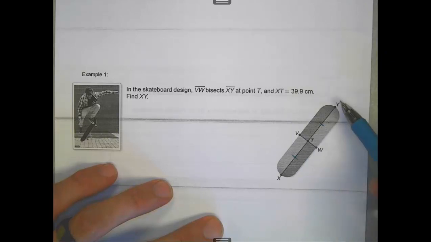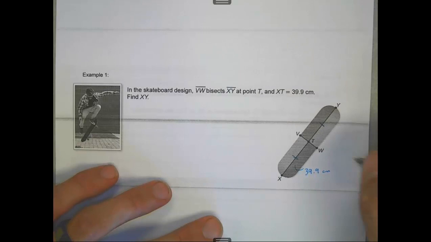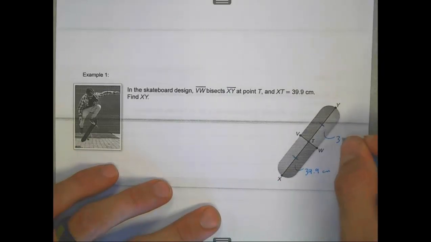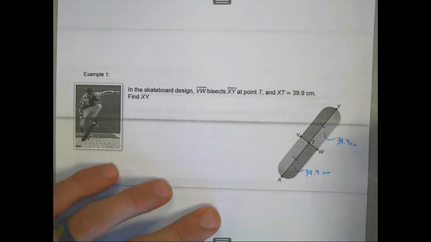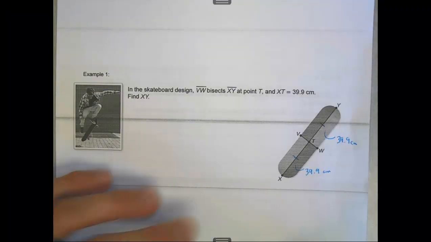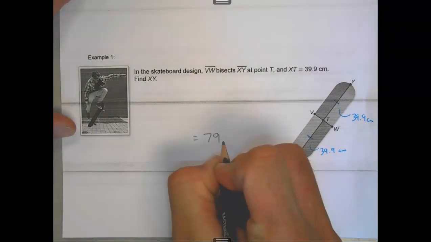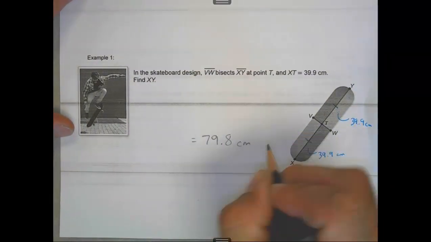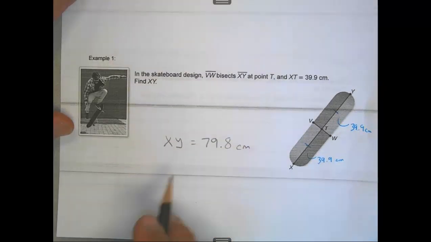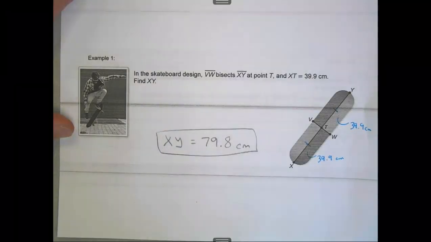All right, and then it says that XT, this length right here, is 39.9 centimeters. And it wants us to find XY, the entire distance. So this right here would also be 39.9 centimeters by the definition of bisector. And then we can add these together to find the entire length, which is 79.8 centimeters. And we're going to label that the distance from X to Y. If you recall, this is how we say distance from X to Y with no symbol over the top. And then I like to box or circle our answer so it's very clear what our answer is.